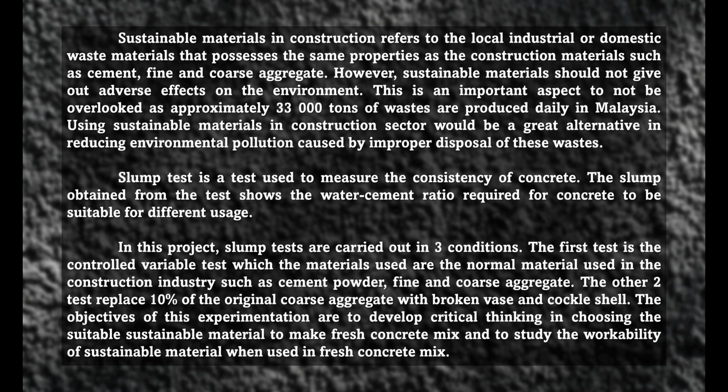The first test is the control variable test, in which the materials used are the normal materials used in the construction industry, such as cement powder, fine and coarse aggregate. The other two tests replace 10% of the original coarse aggregate with broken vase and cockle shell, respectively. The objectives of this experimentation are to develop critical thinking in choosing the suitable sustainable materials to make fresh concrete mix, and to study the workability of sustainable materials when used in fresh concrete mix.